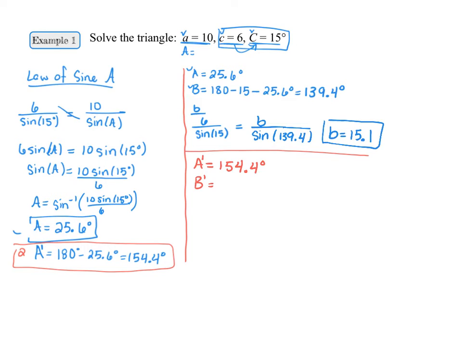And I can find that by, again, understanding that all my angles in a triangle have to add up to 180. So I'm going to do 180 minus my angle A, 154.4 degrees, and again, the given C. I can't change the given information, so that is still going to be part of the problem. And I get that if angle A was 154.4 degrees, then angle B could have been 10.6 degrees. So I'm creating this second triangle here.